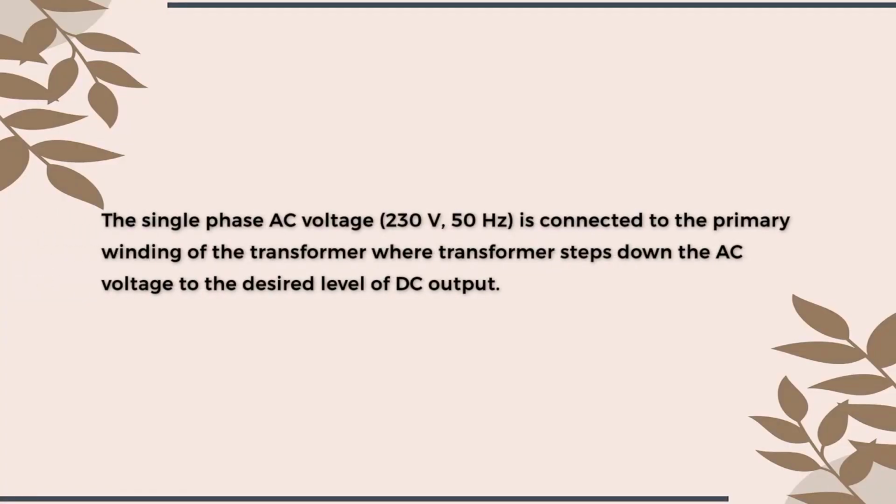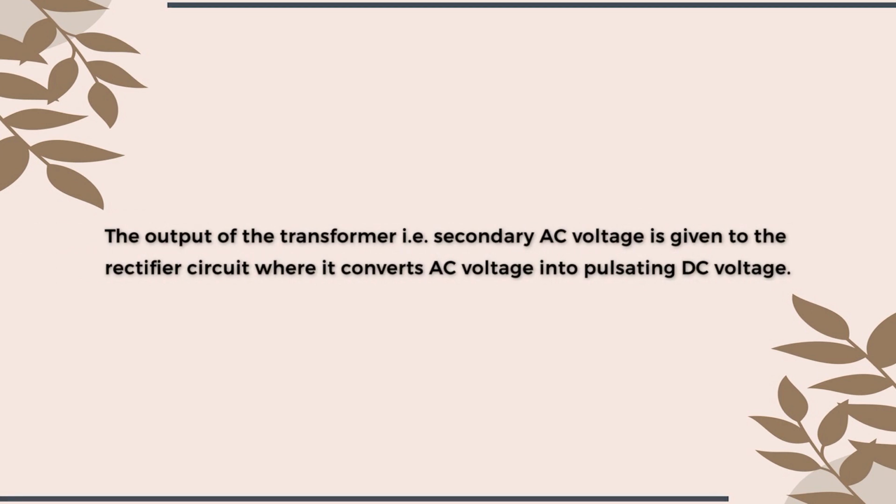So let's understand all this process in more detail. The single phase AC voltage, that is 230 volt, 50 hertz, is connected to the primary winding of the transformer, where the transformer steps down the AC voltage to the desired level of DC output. The output of the transformer, that is secondary AC voltage, is given to the rectifier circuit, where it converts AC voltage into pulsating DC voltage.